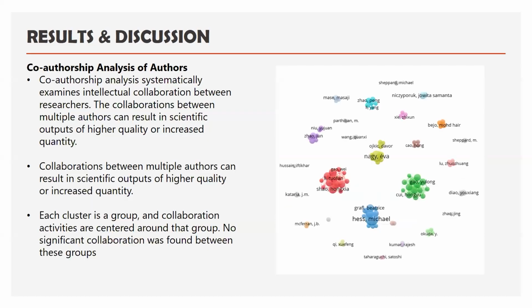Co-authorship analysis basically examines the collaborations of the authors. This was conducted in VOSviewer, and it gives clusters. Each cluster looks like a team that is based at an institute. There is minimal or no collaboration between these groups.